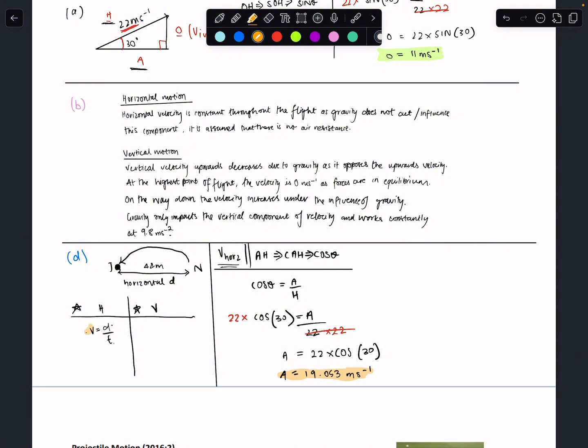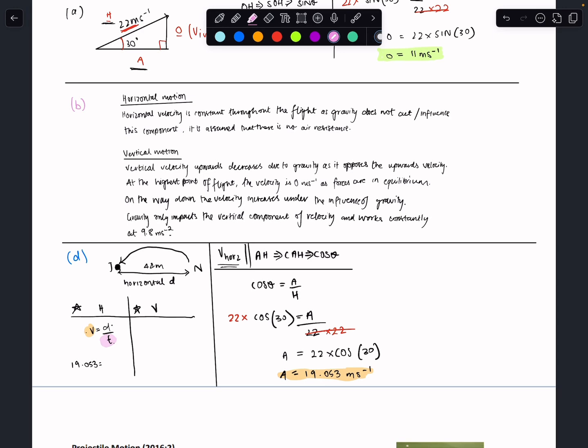All right, so now we have our horizontal velocity, which is the value that we've just worked out, 19.053. Let's figure out our time component. How do we figure out our time component? Well, remember, time is the linking factor between our vertical and horizontal. The time taken for the ball to go up and down will be the same as the time taken for the ball to go straight across.